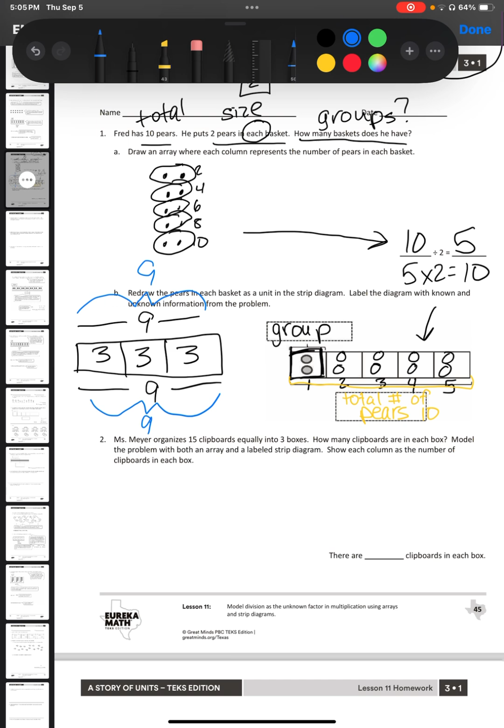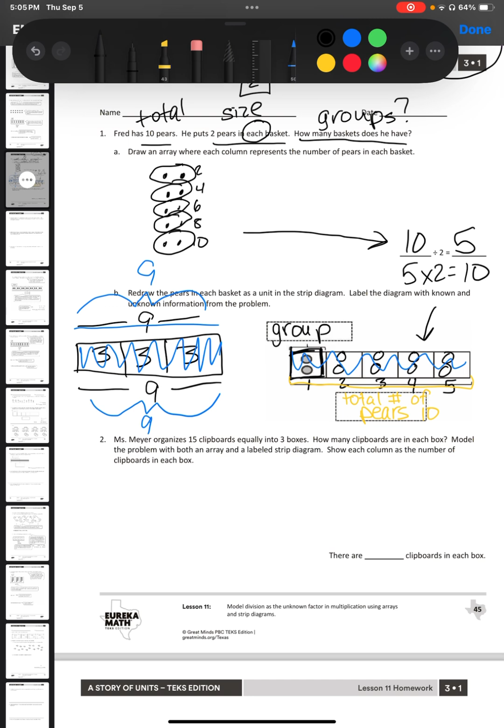What we do know, though, is that the total has to stretch across the entire strip diagram because it takes every part of this to create that total. So over here, it takes every part of this to create the total that equals up to 10 pairs.